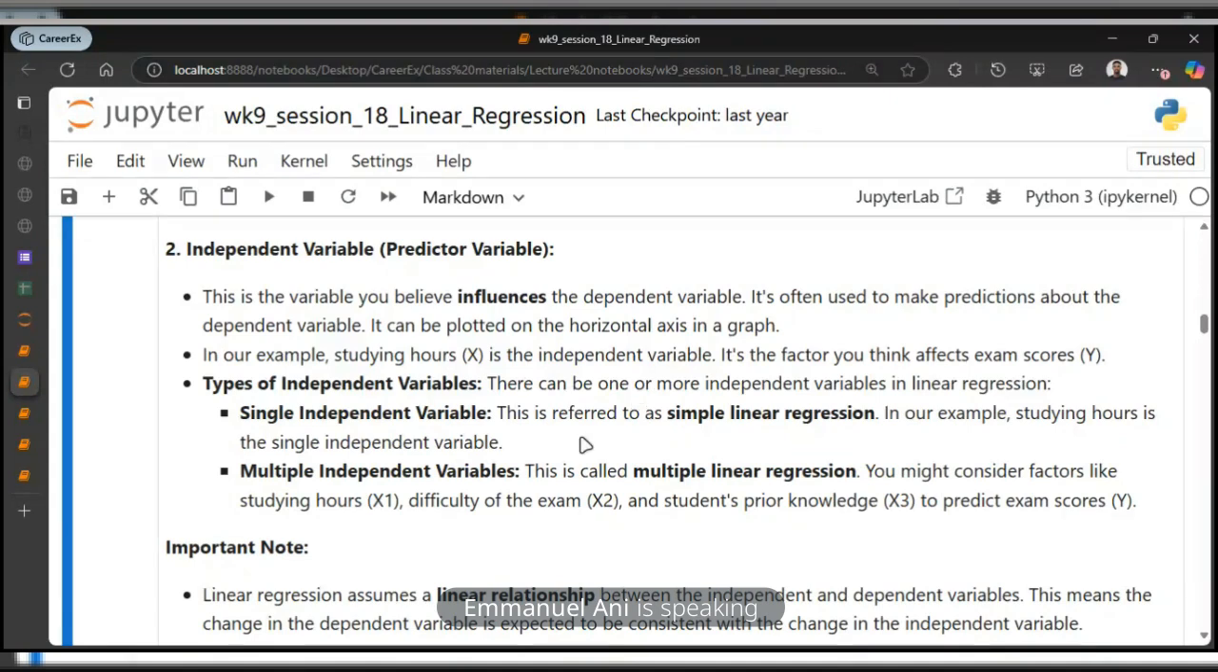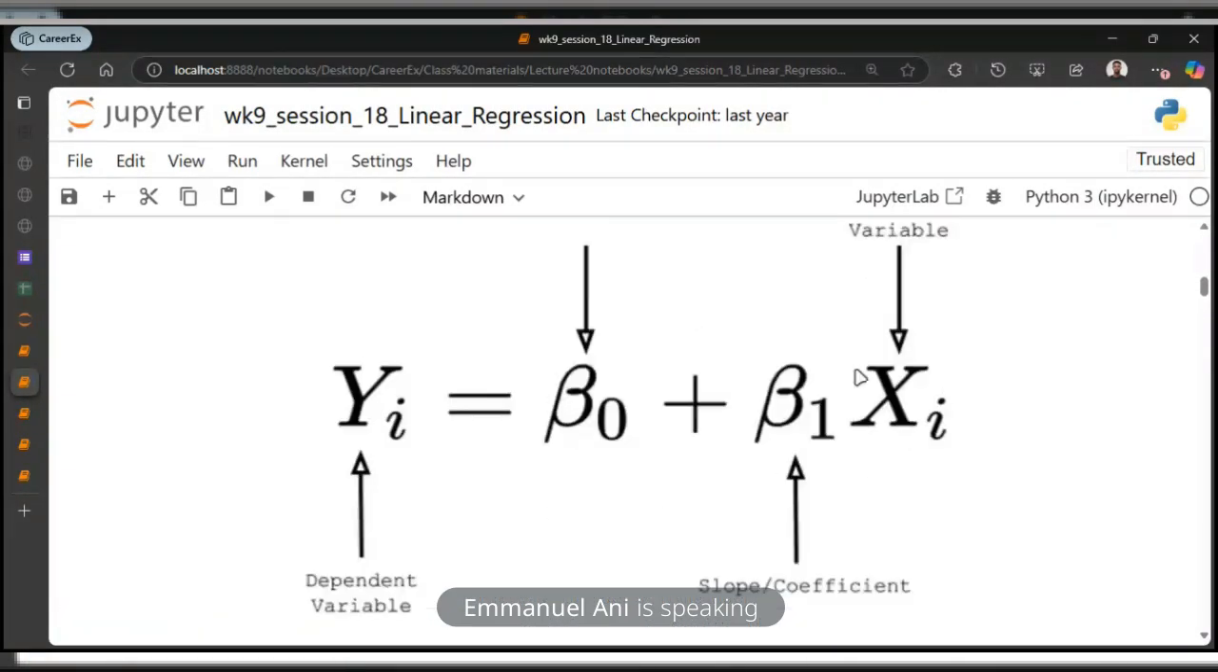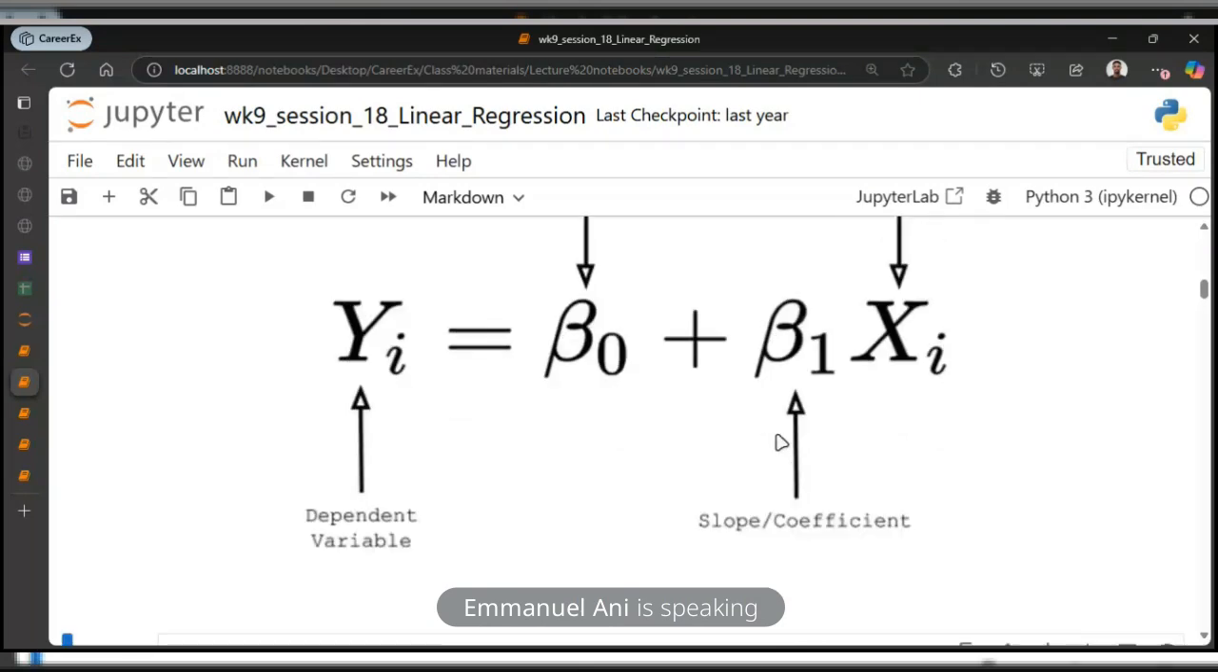In simple linear regression, you're just having one independent variable, like just study hour, and your target variable. But if you have more variables, like let's say you have study hour, difficulty of the exam, and student prior knowledge, these are multiple variables. So you're going to be using multiple linear regression for this particular task. And I've shown you the formula for them. This formula is for simple linear regression. It has just one variable and one coefficient.